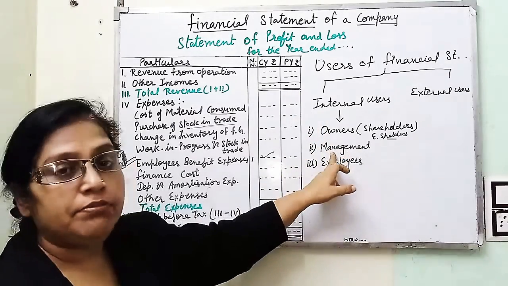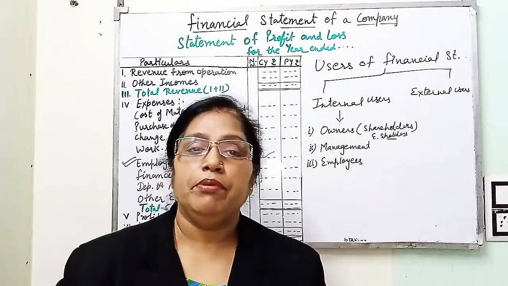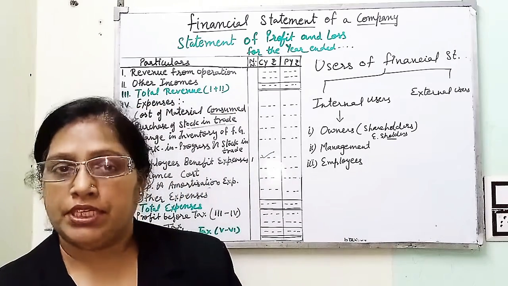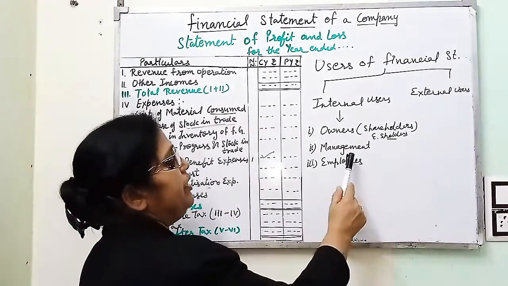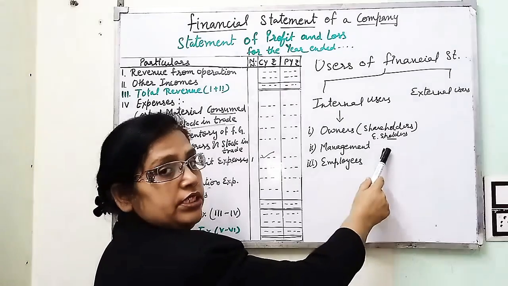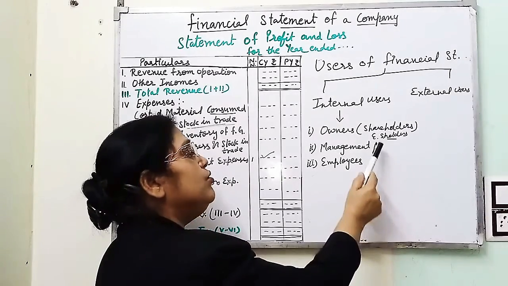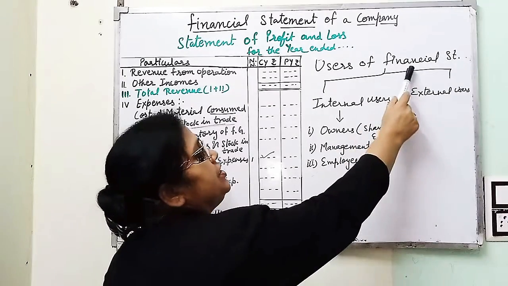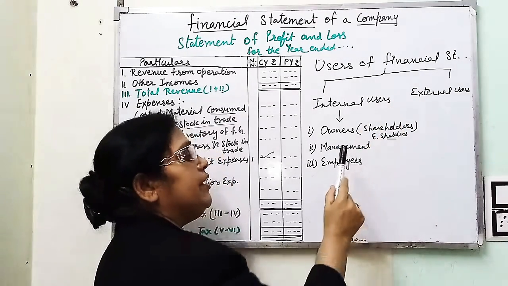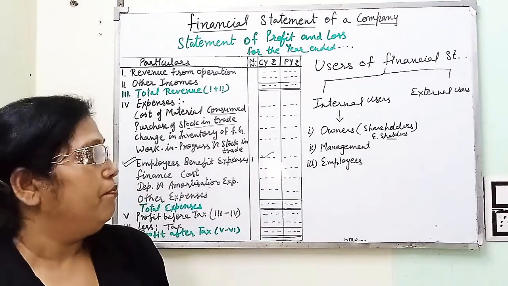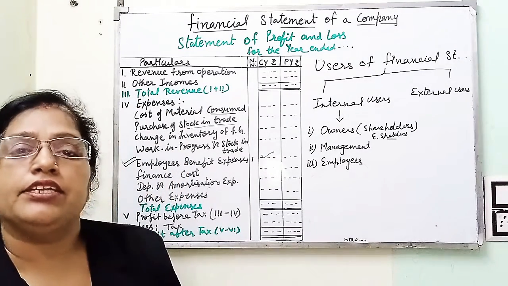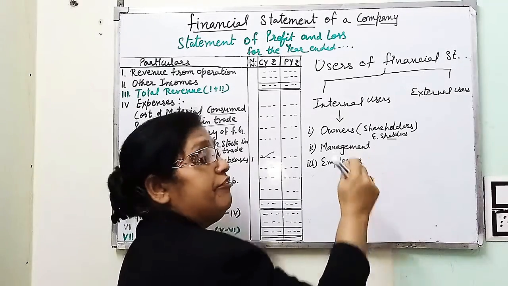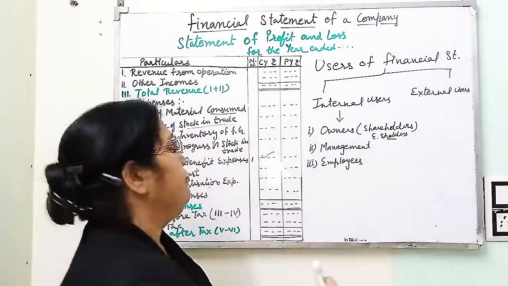And next is management. Management is a group of people who work together for achieving predetermined objectives. Means in management, we include the board of directors. Directors are also appointed by shareholders. They need financial statements so that they can prepare policies, take decisions, make rules, and avoid the deviations of the previous year.